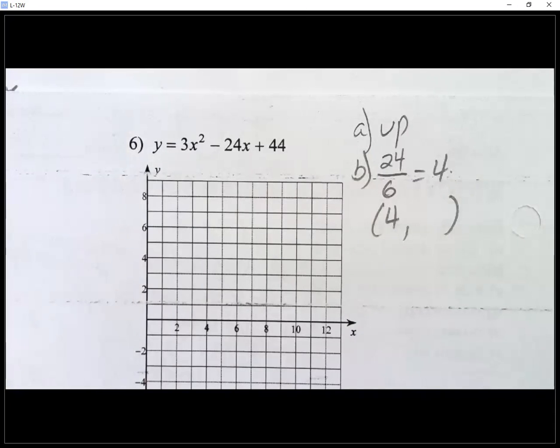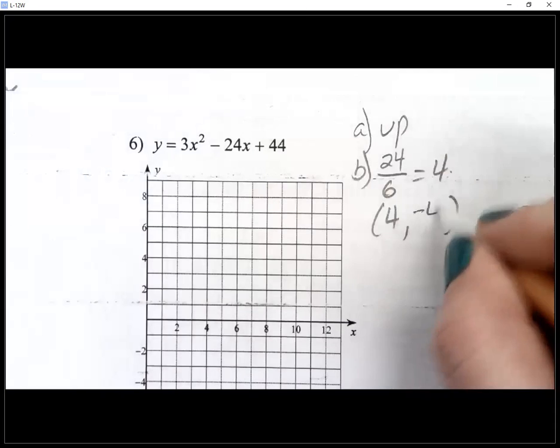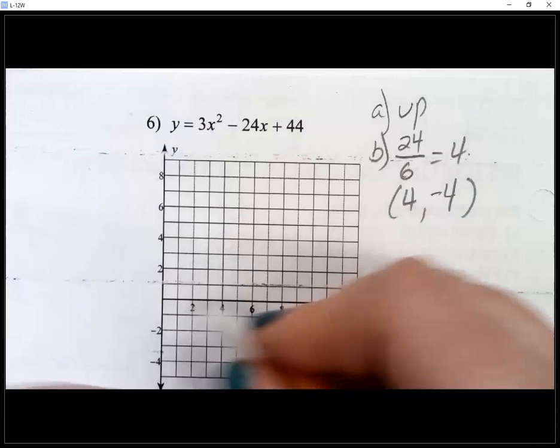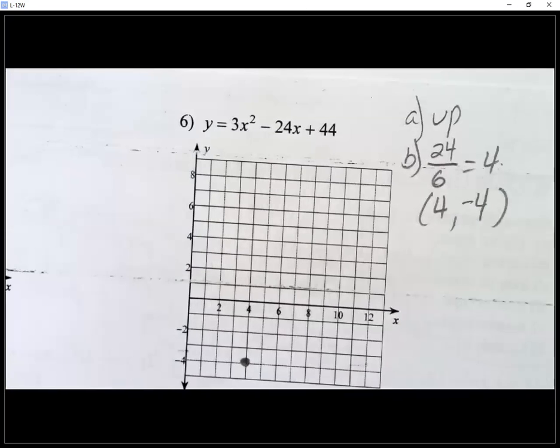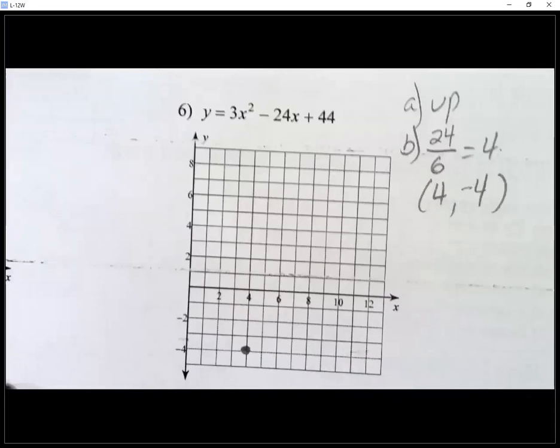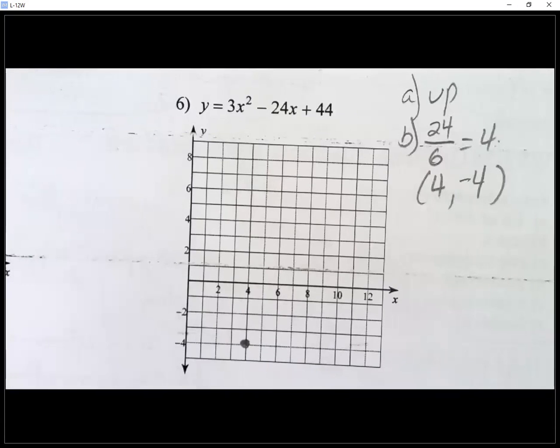I got -4 as well. So cool. Now I know where my vertex is for -4. So if I'm just graphing this, before I even find all the other pieces, I know what to do. See if you can do it.